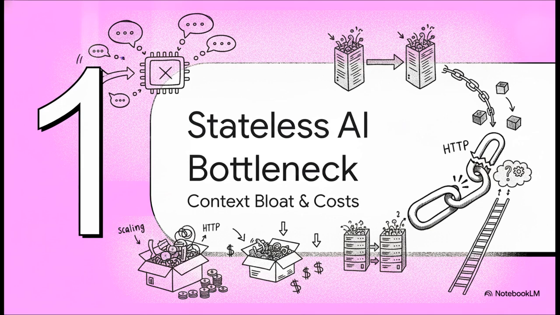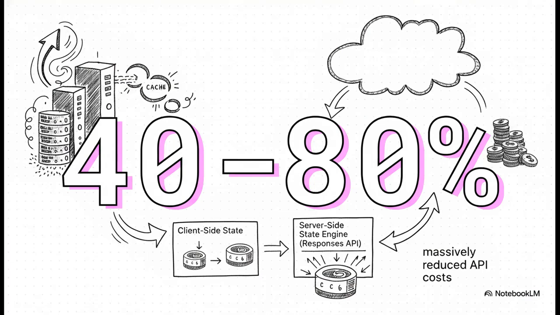All right, part 1, the stateless AI bottleneck, dealing with context bloat and costs. If you've ever built complex apps, you know exactly what I'm talking about. Passing giant JSON arrays back and forth over HTTP just does not scale when an agent needs to think its way through a 20-step problem.